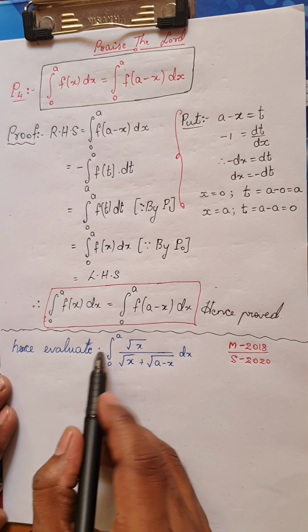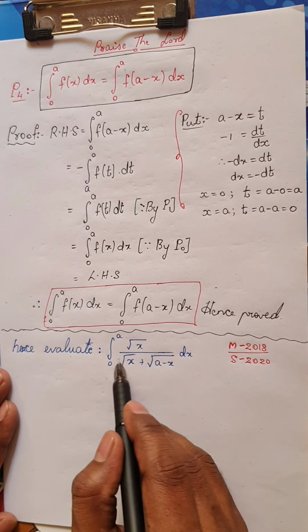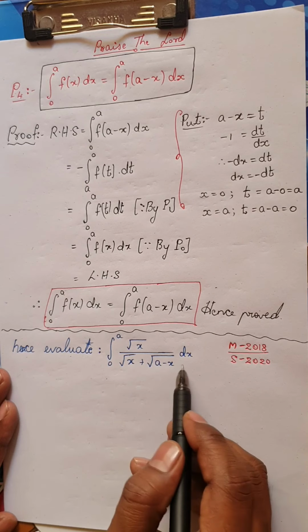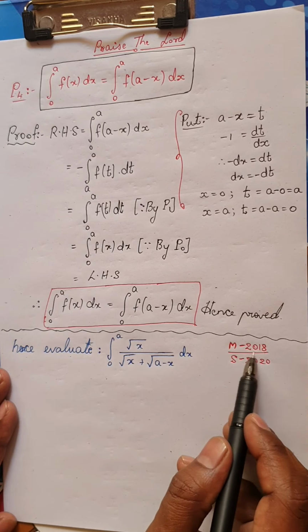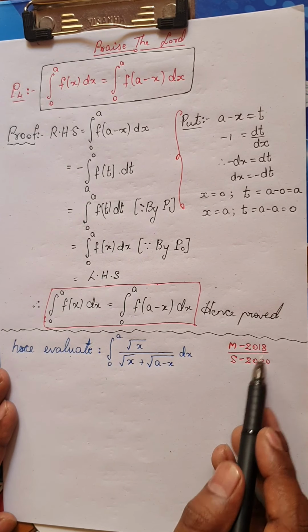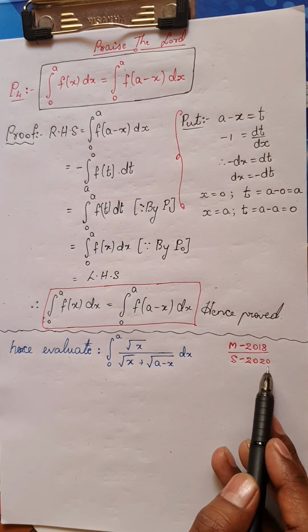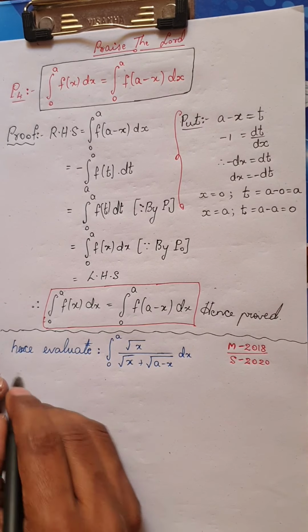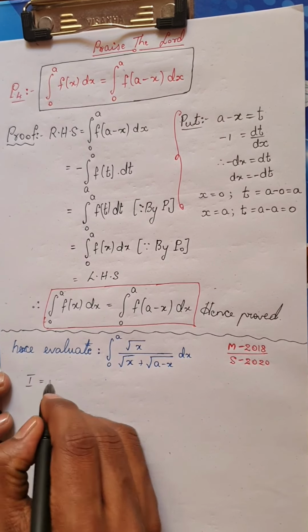He has given, I have to hence evaluate integral 0 to a root x divided by root of x plus root of a minus x dx. This question has been asked 2 times along with this proof. The same question in March 2018 and recently concluded September 2020 for 6 marks. So let us find the solution for this.